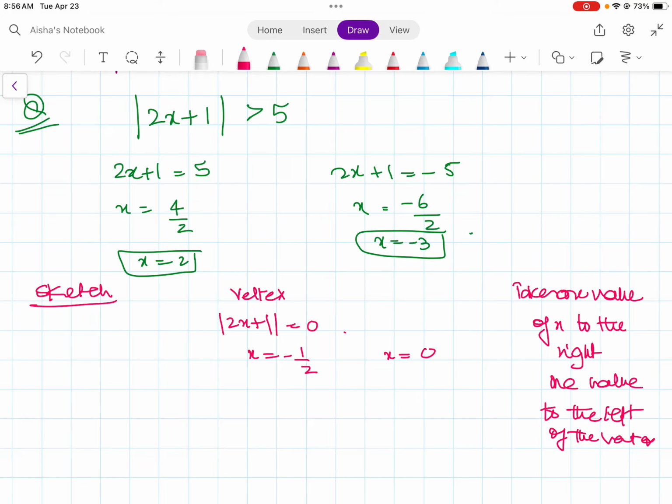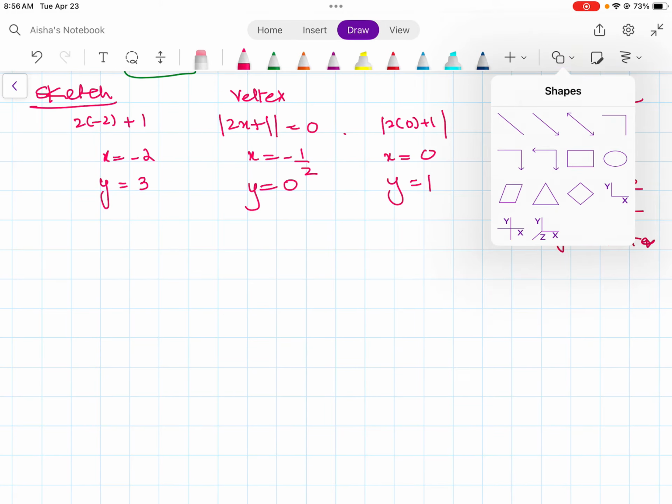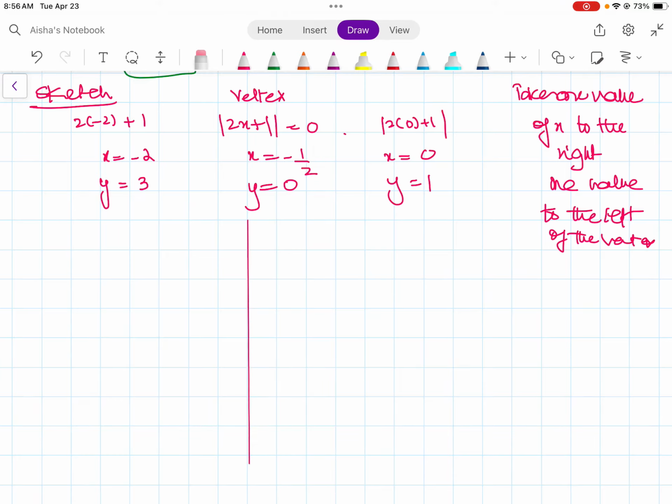Meaning x equals 0 and x equals minus 2. It can be any value. Now, when you input 0, y is 1. When you input minus 2, minus 4 plus 1 is minus 3, which becomes 3. Now let's sketch it. At minus 2 it's 3, at minus half it is 0, at 0 it is 1.